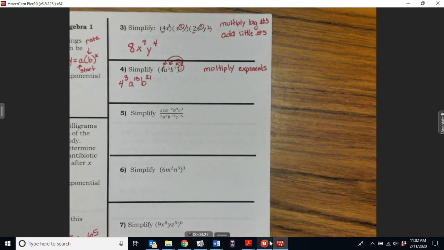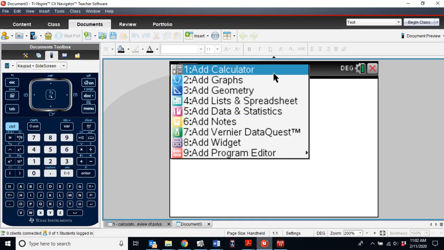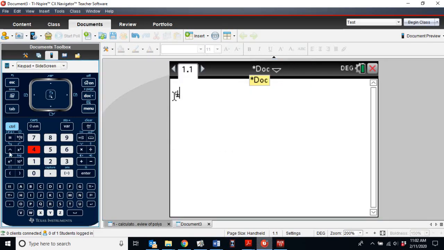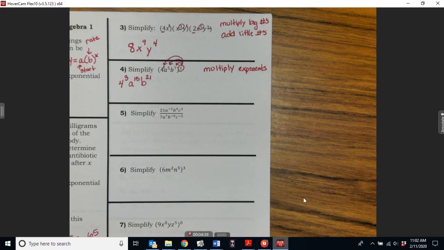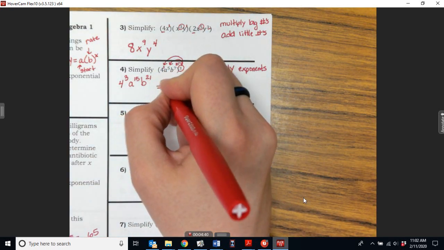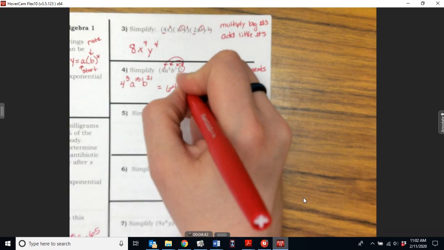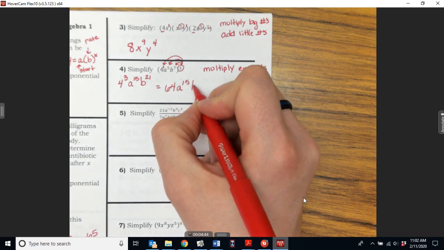And then I type 4 to the 3rd power in my calculator. So I'm going to go to my calculator and type in 4 raised to the 3rd power, and we get 64. So this becomes 64, a to the 15th, b to the 21st.